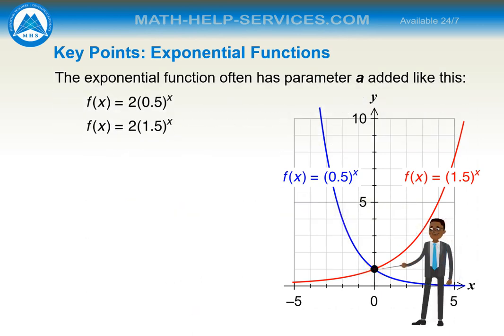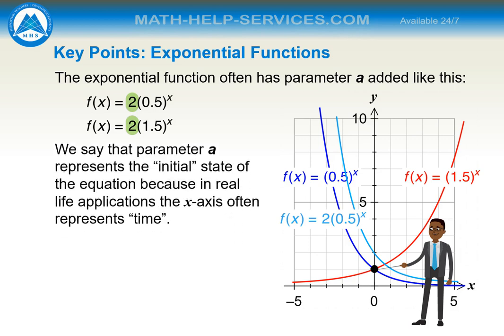The exponential function often has a parameter a added like this. Notice it's the 2 in front of both of these. It would modify the graph like so. We say that parameter a represents the initial state of the equation because in real-life applications, the x-axis often represents time.